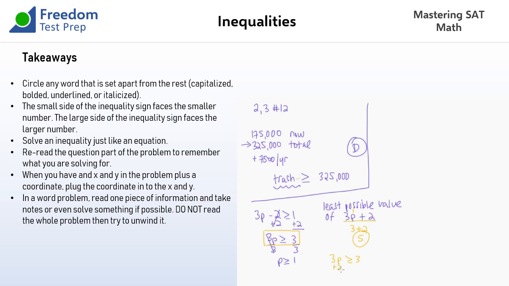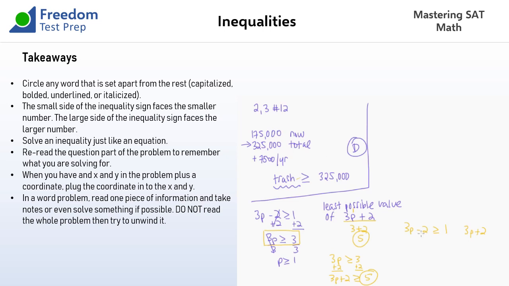So if we just add 2 to either side, we get 3p plus 2 is greater than or equal to 5. So again, we get the same answer, slightly different way of looking at it. Here's a third way of looking at this. 3p minus 2 is greater than or equal to 1. That's the original problem. And we want 3p plus 2.